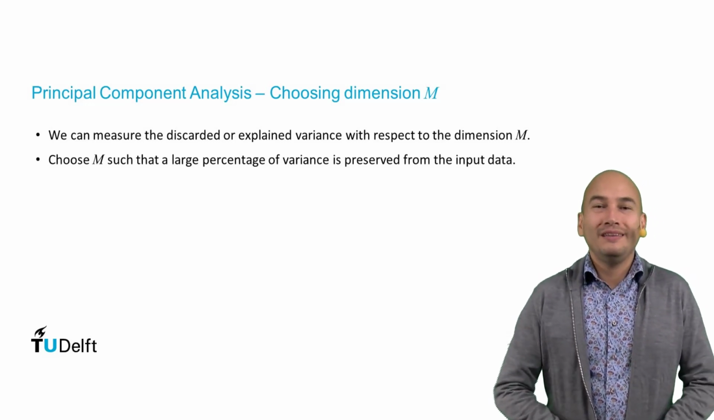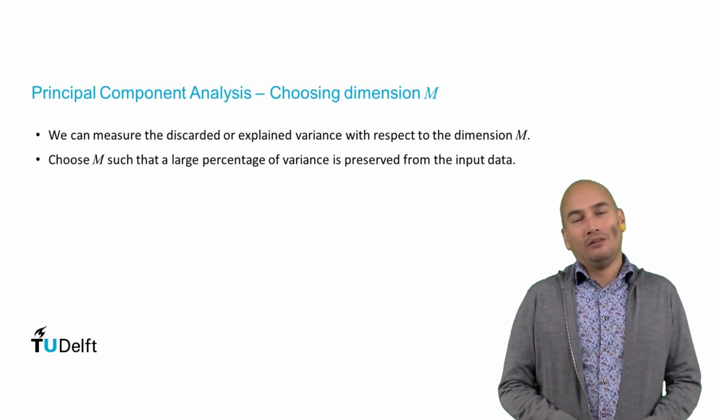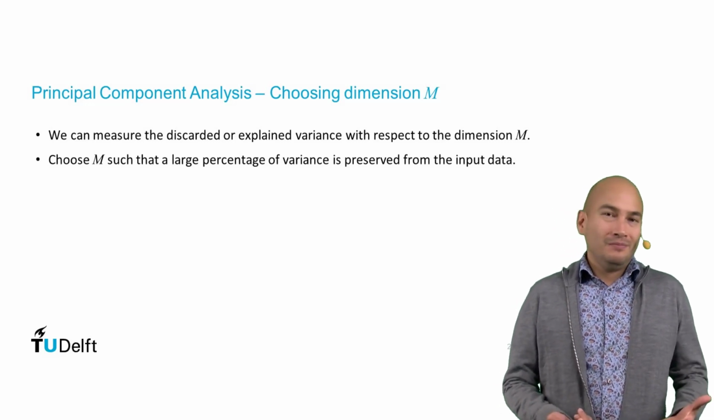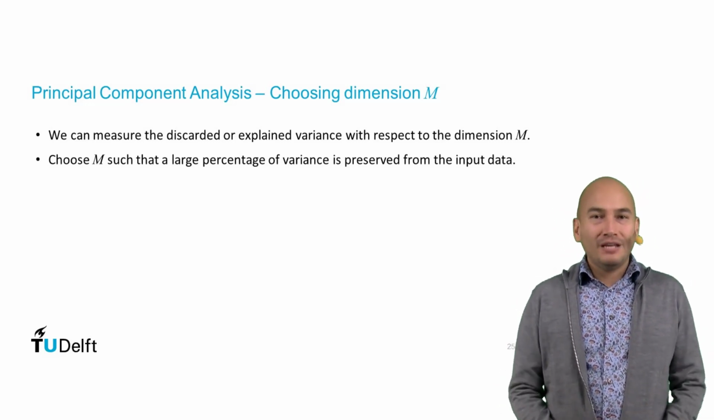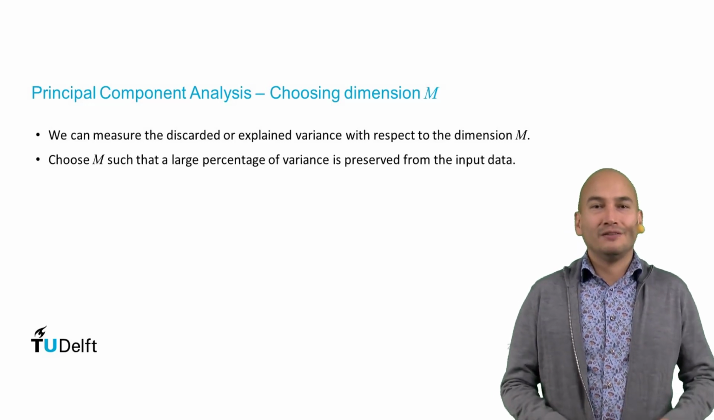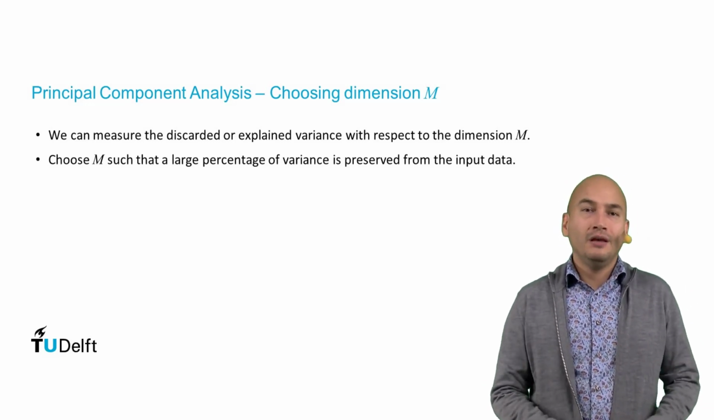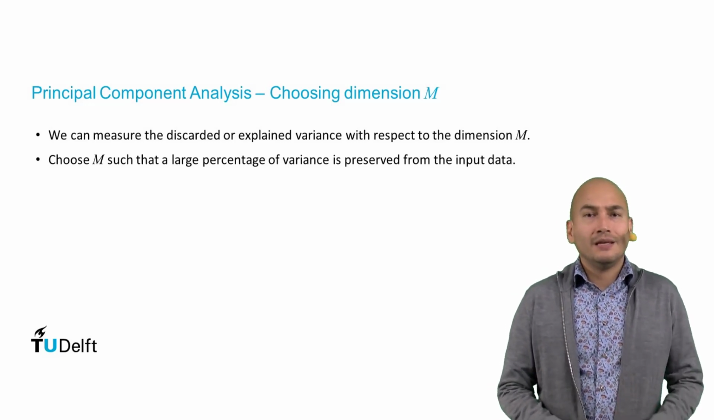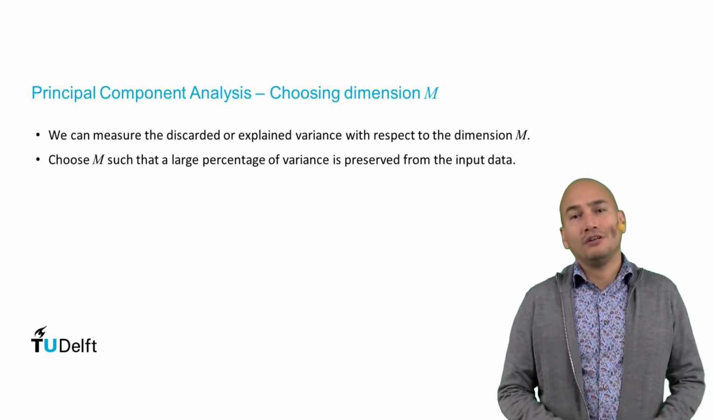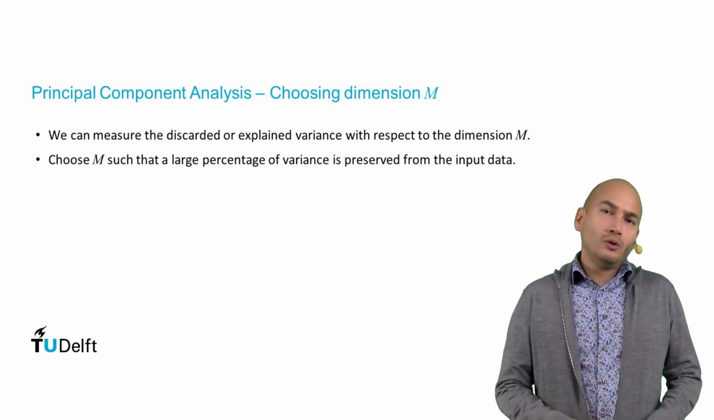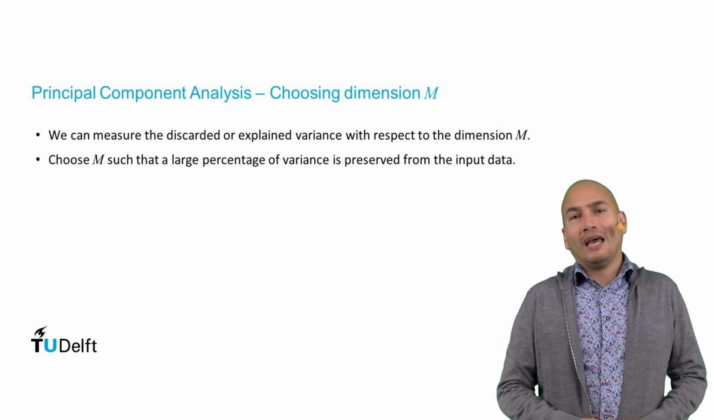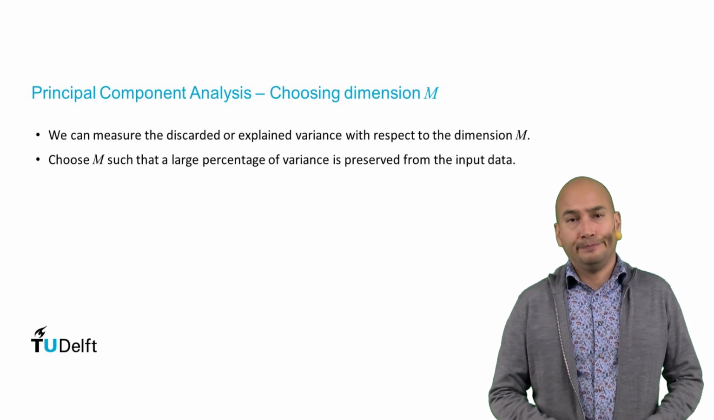So how do we decide the dimension number m we need for our data? Because we can measure the discarded or explained variance with respect to the dimension m, we can choose m such that a large percentage of variance is preserved from the input data. By doing so, we can preserve most of the variation of the data at a lower dimension.